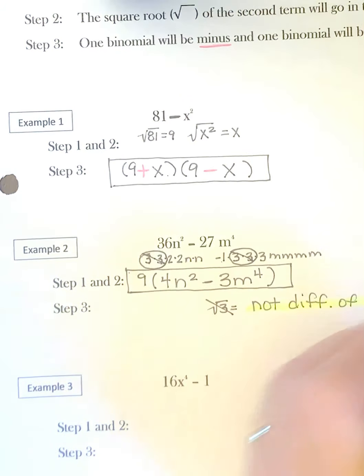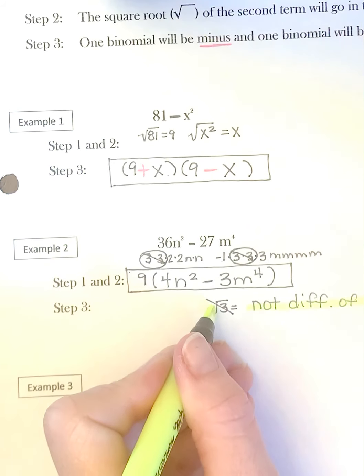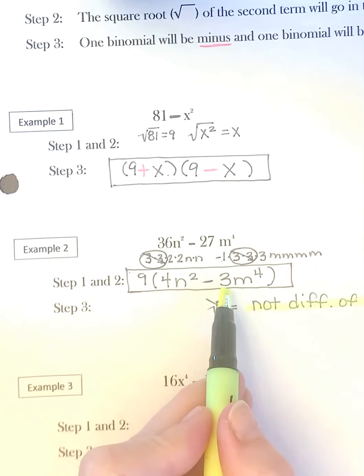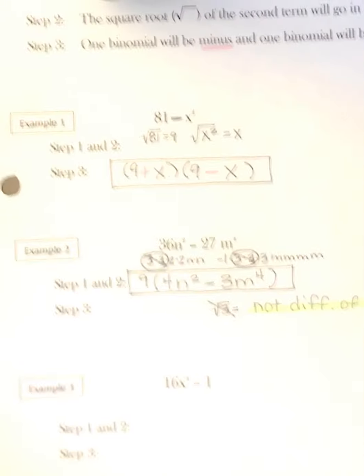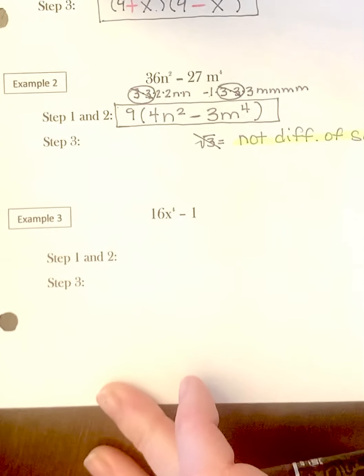Okay, so whenever you cannot take a square root of one of the terms, that means it's not a perfect square. So that means it's not a difference of squares. All right, let's do the third example together.